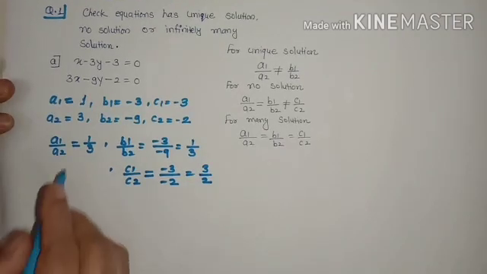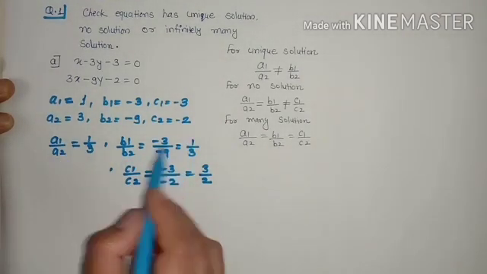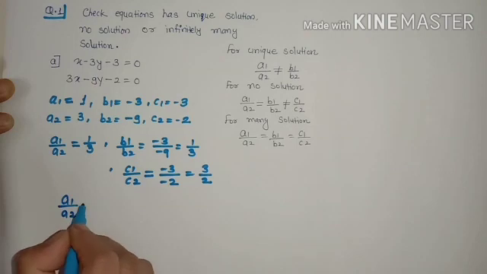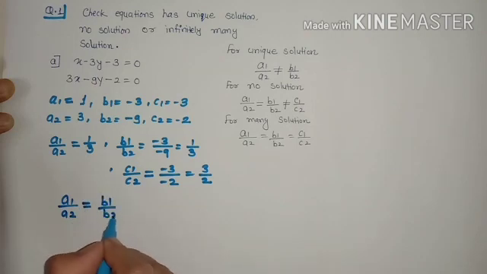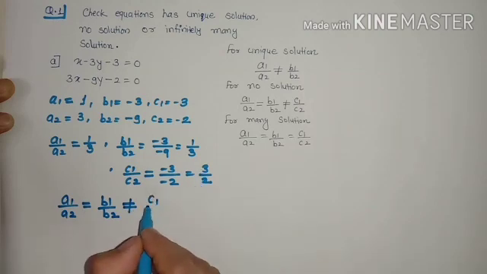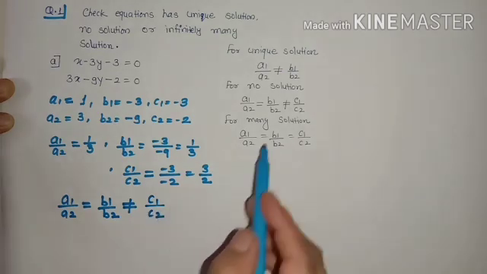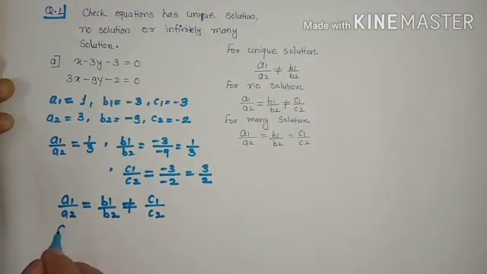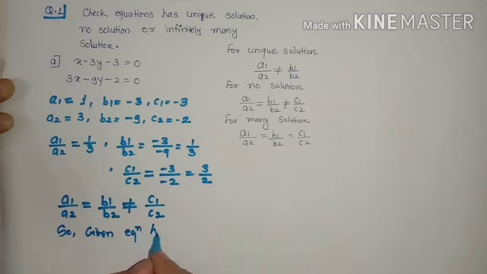As you can easily see here, students, the value of a1 upon a2 is equal to the value of b1 upon b2, a1 upon a2 is equal to b1 upon b2 but not equal to c1 upon c2. So which condition is satisfied? No solution. So the given equation has no solution, and if any equation has no solution, there is no need to apply any method.